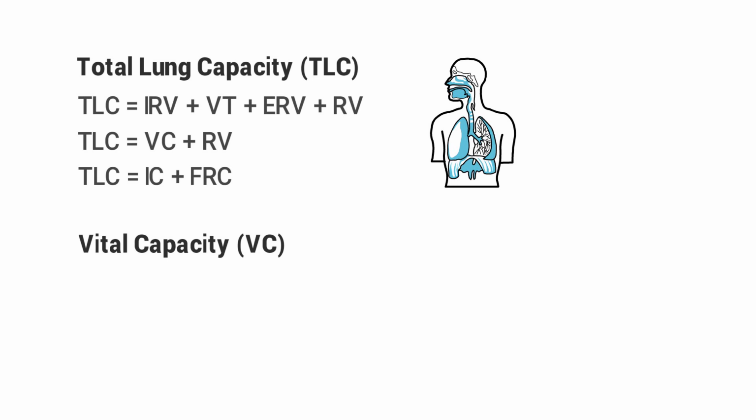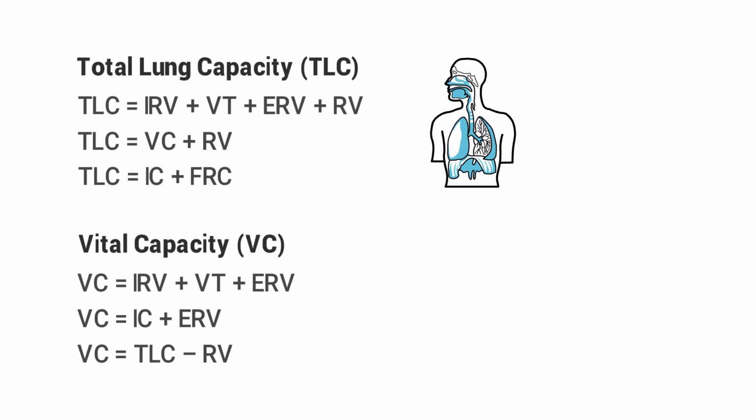Then there is the vital capacity, which also has 3 ways to get this calculation. First is the inspiratory reserve volume plus the tidal volume plus the expiratory reserve volume. The next one for vital capacity would be the inspiratory capacity plus the expiratory reserve volume. And the last way to come up with the vital capacity is, you would say the total lung capacity minus the residual volume.